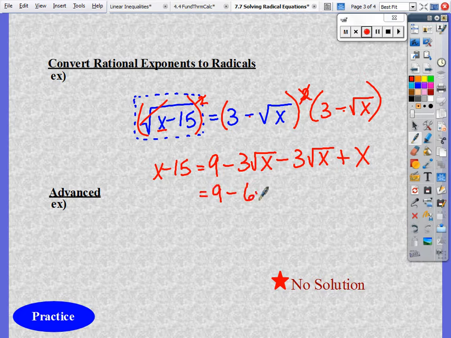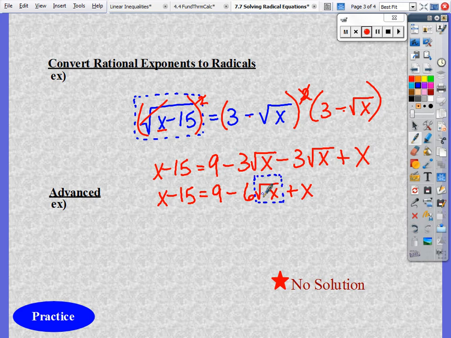I have 9 minus 6 square root of x plus x. And over here I have x minus 15. Let's go ahead, because what I need to do now is notice I have a radical still left. This is repeating the steps now. If you have a radical still left, you need to repeat the steps by isolating the radical and undoing the radical. So we need to go ahead and move all this stuff over here.